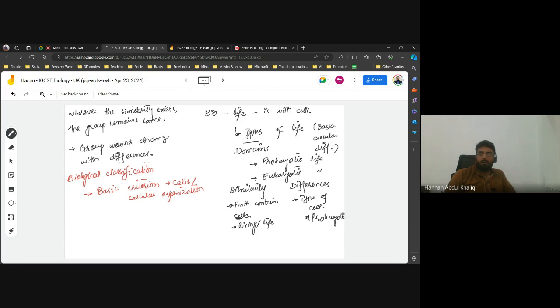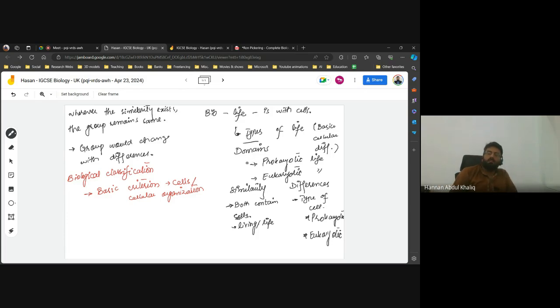Prokaryotic and eukaryotic. Do we know that already? Yes. So it means the very first criterion for classification is understanding of the cells, whether they are prokaryotes or they may be eukaryotes.